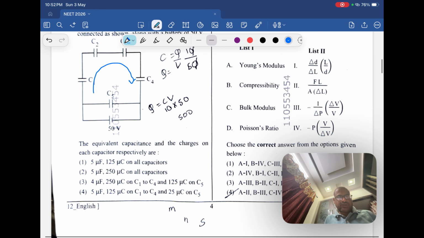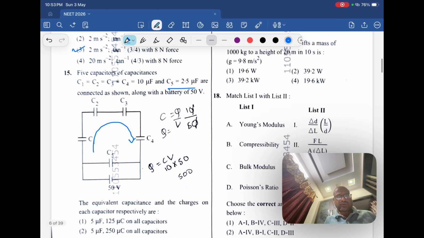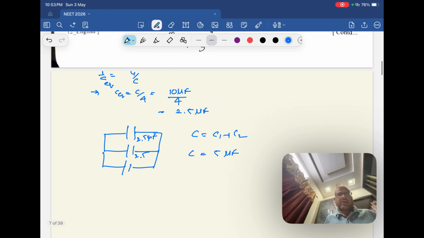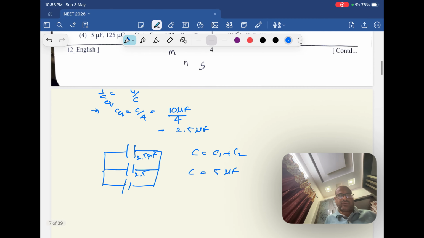Yeah, these 4 are in series. They will come in parallel with C5, and C5 value is how much? 2.5 microfarad. So you can connect here 2.5, and this is also 2.5, and they are in parallel. In parallel we add, so C value will be C1 plus C2, that is equal to 5 microfarad. And what battery value is given? That is 50 volts battery connected.